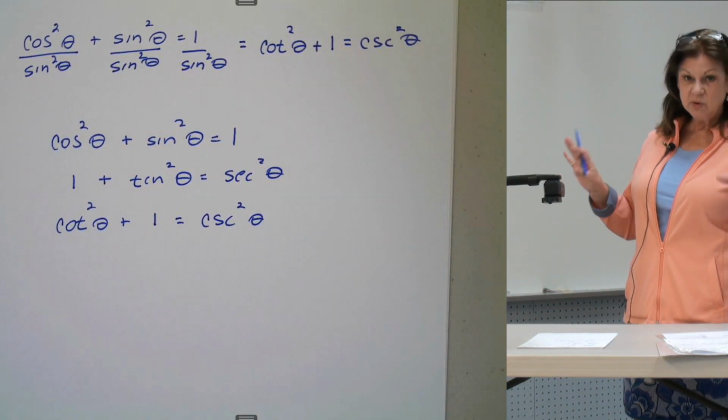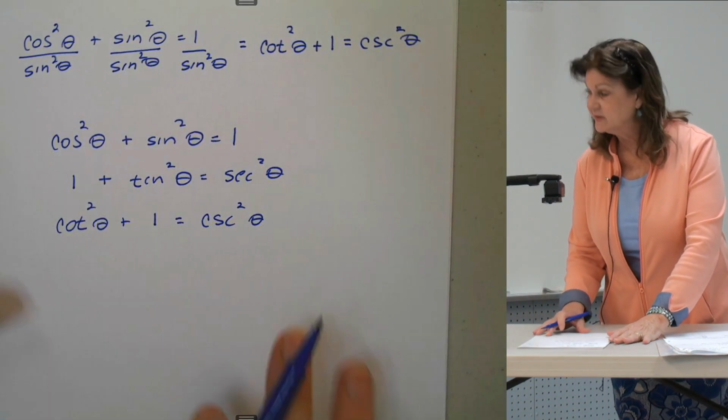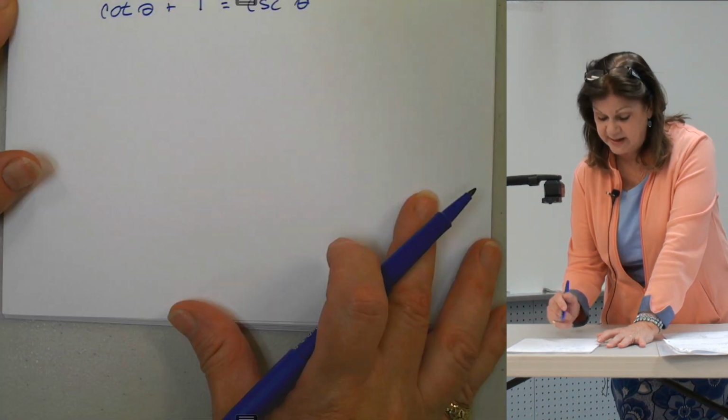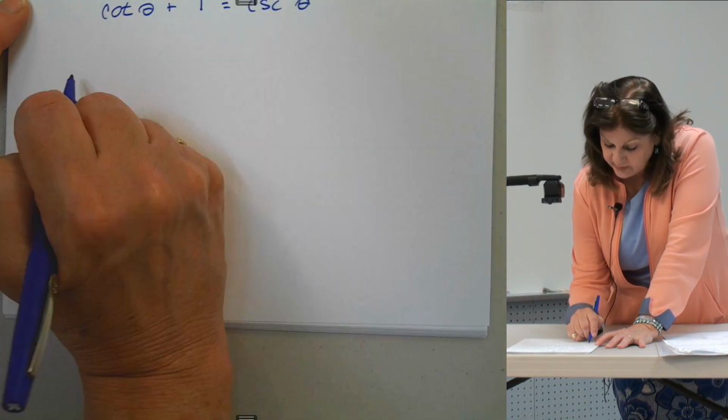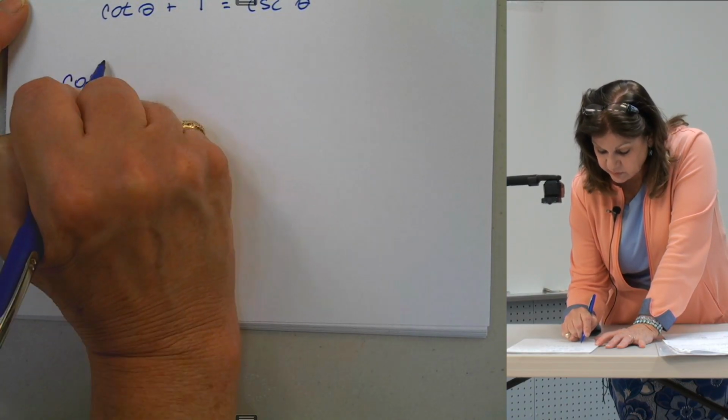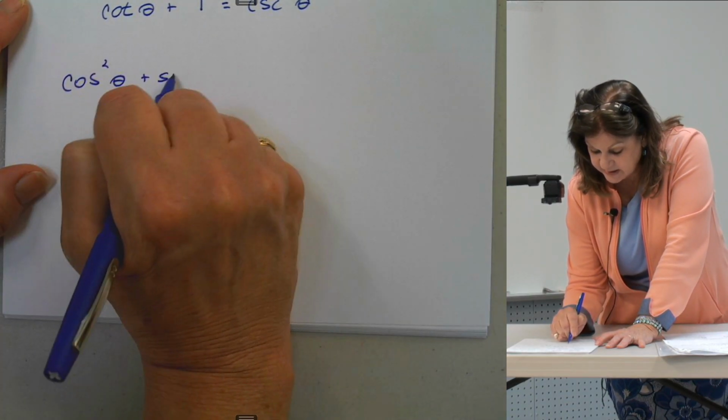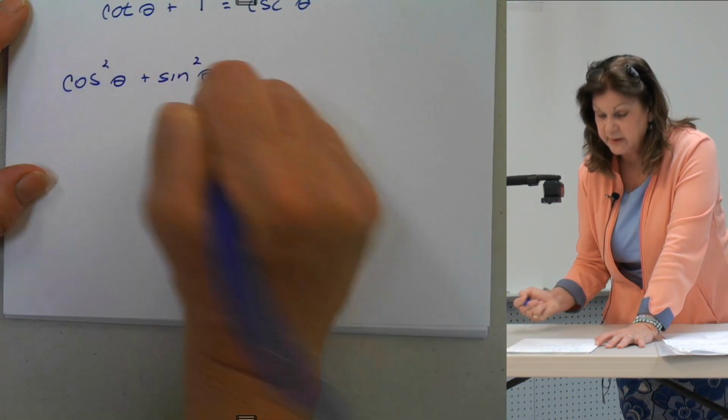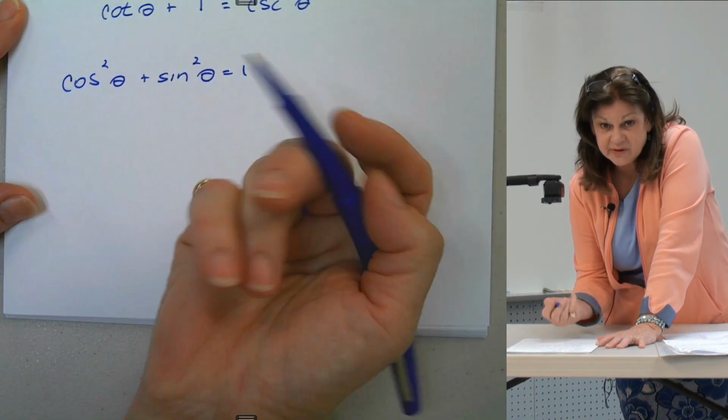Now, you can move these around algebraically, so don't let that intimidate you. And what I mean by that is, if I've got cosine squared plus sine squared is 1, well, I can subtract cosine squared from both sides.